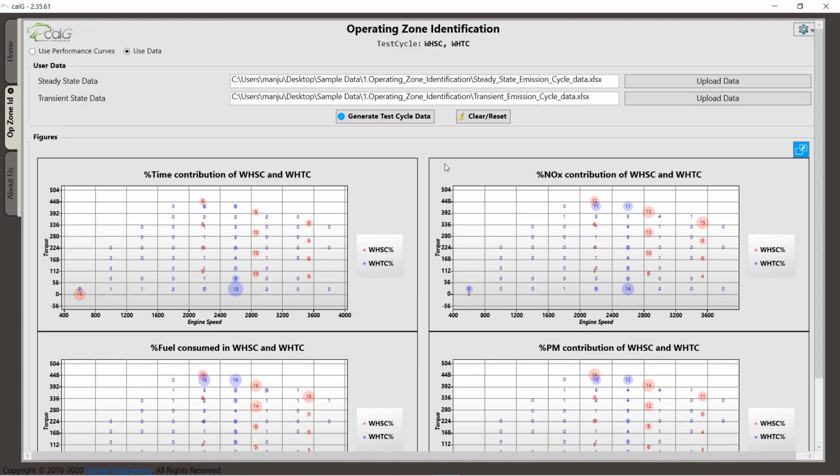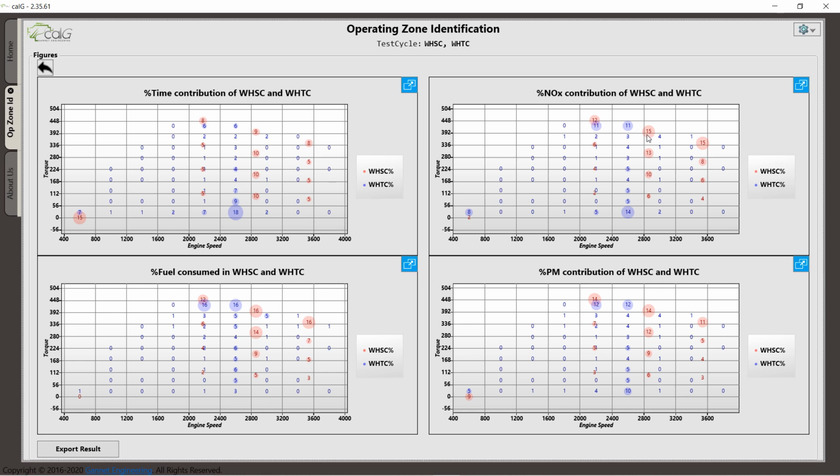So this is a demo of operating zone identification, which helps you to identify the right set of points to optimize. For example, if you are looking to optimize NOx, this gives you insight, okay, which points to select in a right way to optimize the NOx at those whole cycles. Similarly, if your focus is more on reducing PM, which are the points you have to focus? Similarly, if you have to reduce the fuel consumed, what are the points to focus? So this provides you insights on what are the operating zone points from this feature.